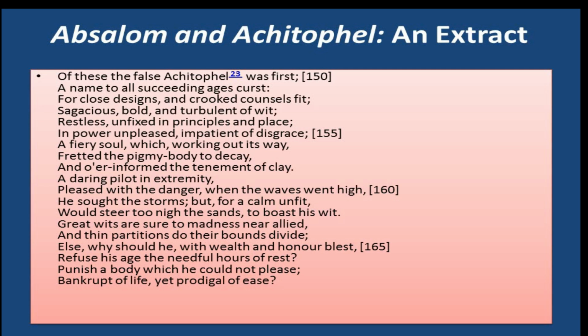Great wits are sure to madness near allied. John Dryden describes him that he has a strong intelligence, and this makes him very near to madness because there is a very thin division or partition between madness and intelligence. And thin partitions do their bounds divide. This very thin partition divides the area between madness and intelligence or genius.